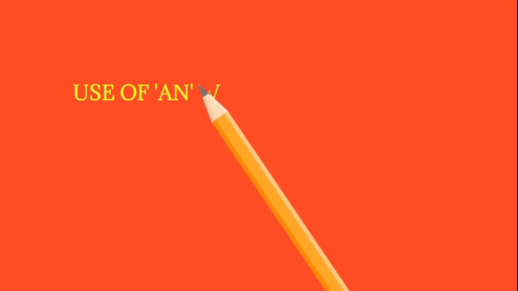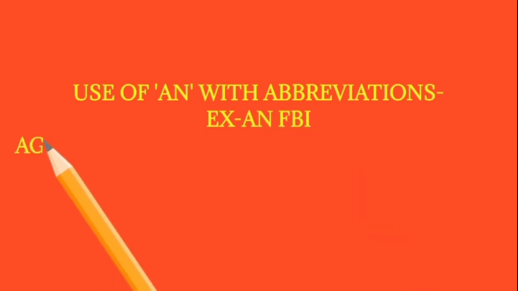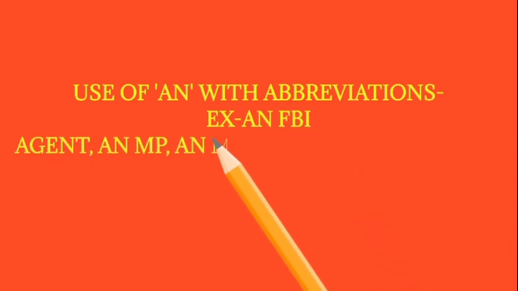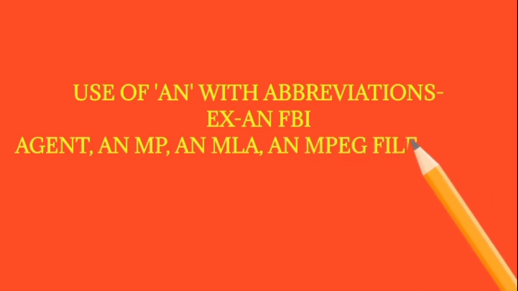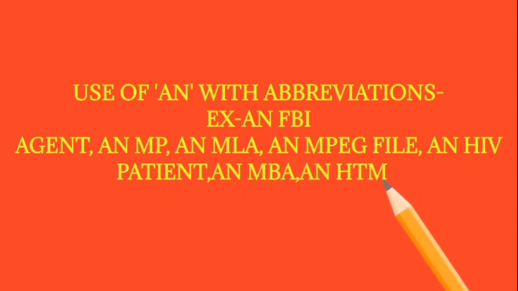Next use of an. My dear students, you have to use an with abbreviations which have the starting sound as A or E. Let us understand this by taking a few examples. An FBI agent, an MP, an MLA, an MPEG file, an HIV patient, an MBA, an HTML.